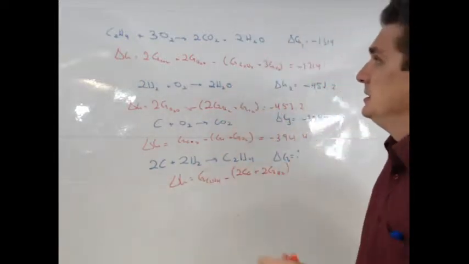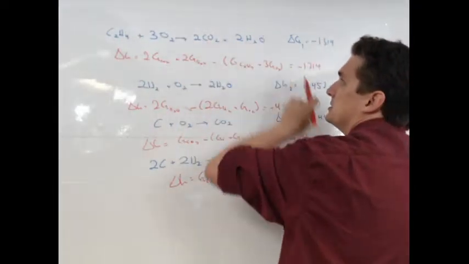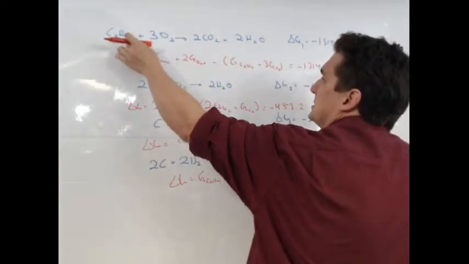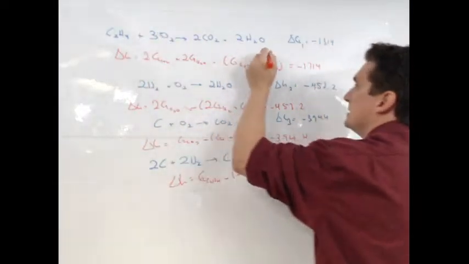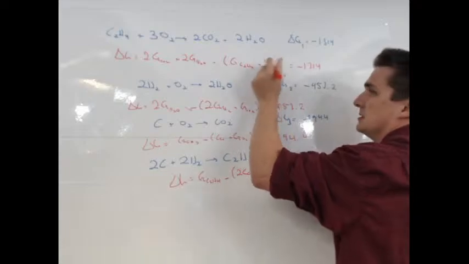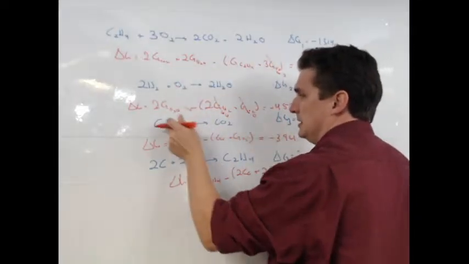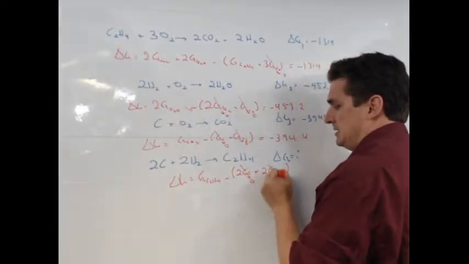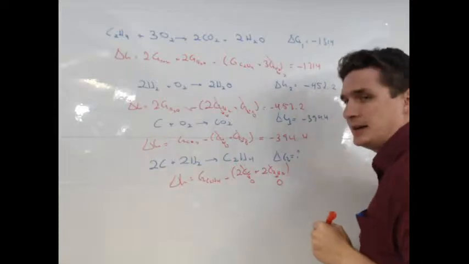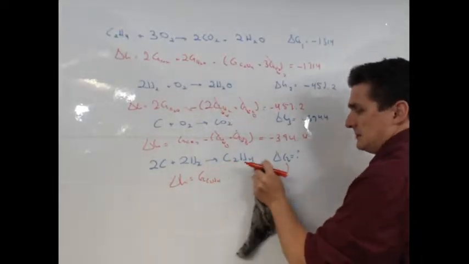So up here, CO2 is definitely not zero, it's 2 elements bound together. H2O is definitely not zero, it's got 2 elements bound together. C2H4, 2 elements bound together, definitely not zero. O2 is a diatomic gas, so this ends up going to zero. Here, H2 goes to zero, O2 goes to zero. Here, carbon goes to zero, O2 goes to zero. Down here, carbon and hydrogen both go to zero. So we're just going to erase those off.